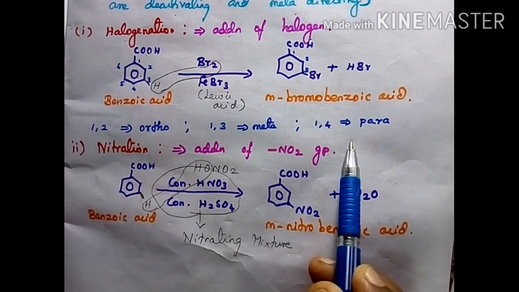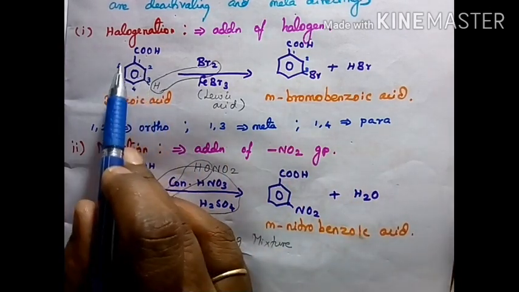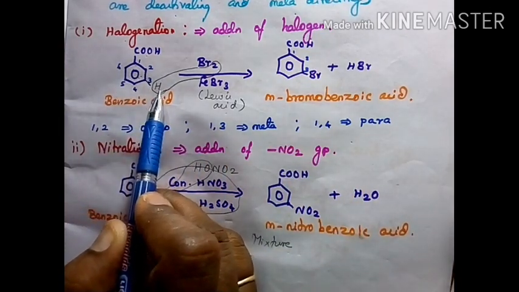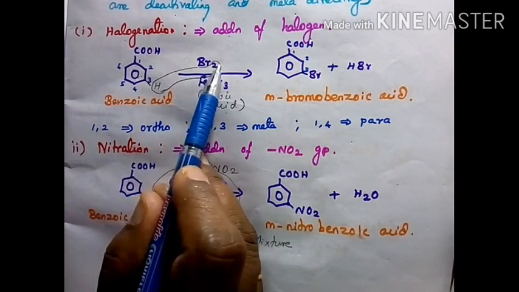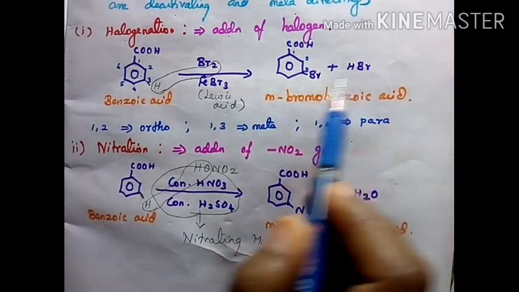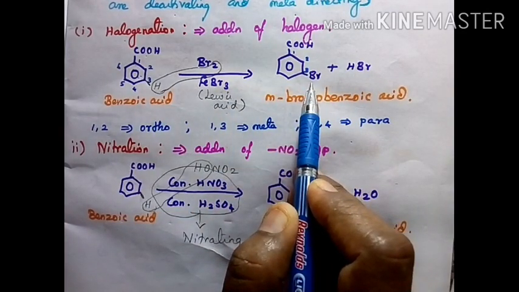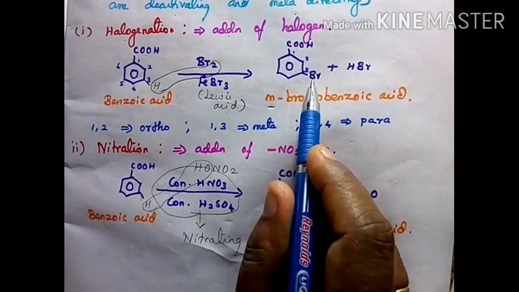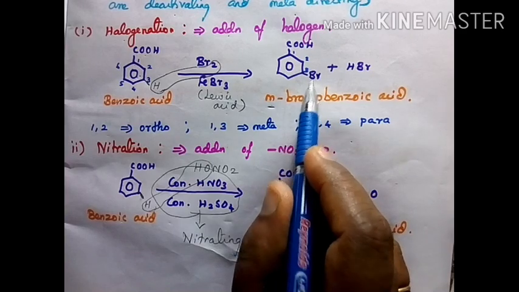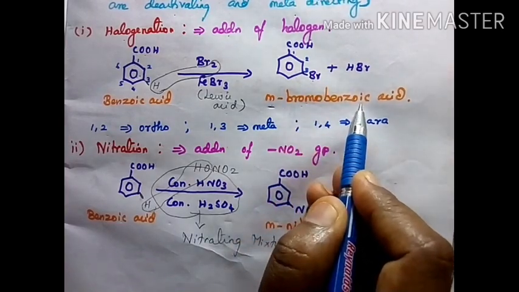Now it is meta directing, so the electrophile goes to the meta position. All the corners have one hydrogen, no? So here also we have one hydrogen. That hydrogen is removed with bromine and forms HBr. The remaining Br goes and attaches at the third position, which is called the meta position. Which group is attached in the meta position? Bromo. So it is meta-bromobenzoic acid.